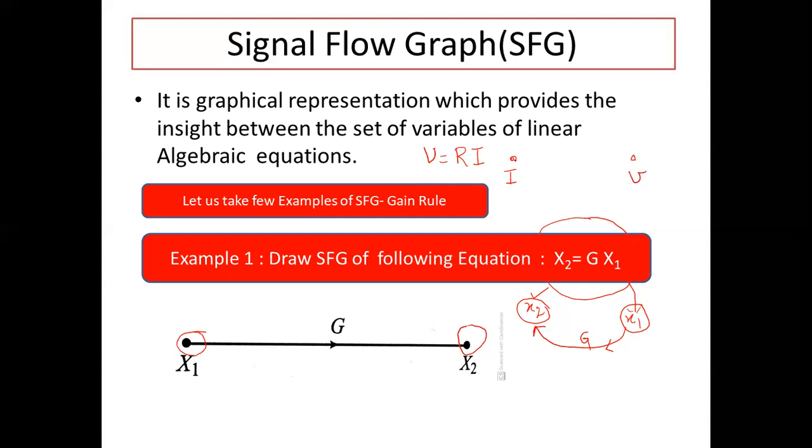So I is getting multiplied by R, which is basically the gain. Here we can say that I is the x1 state variable and v is the x2 state variable. Over here you just see a signal flow where I is multiplied by R and it results in V. So this is the basic concept of this signal flow graph.